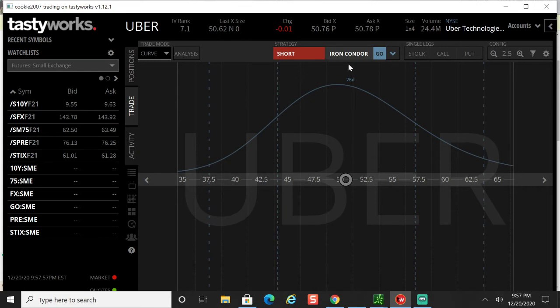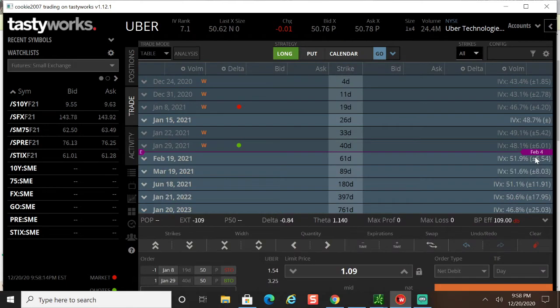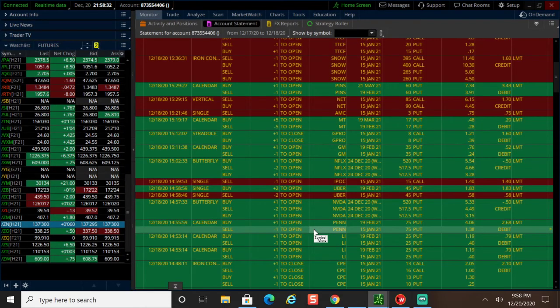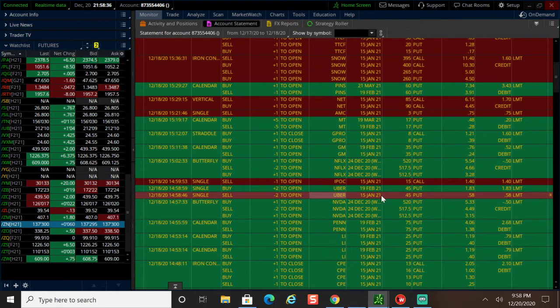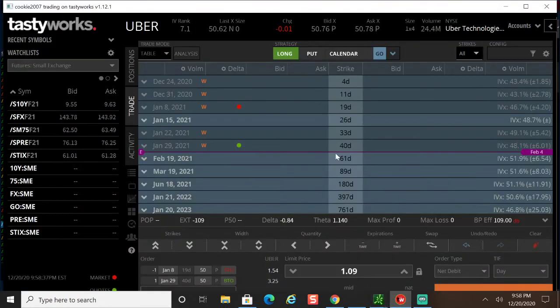Let me pull up the table here, see when they got earnings. Uber got earnings February 4th. You can see here on the purple line by the cursor, February 4th is earnings. And I did it in my TD trade account. And what I did was I did the 45. So I did the 45 in Jan. So let me put it up here, see if I can do it here.